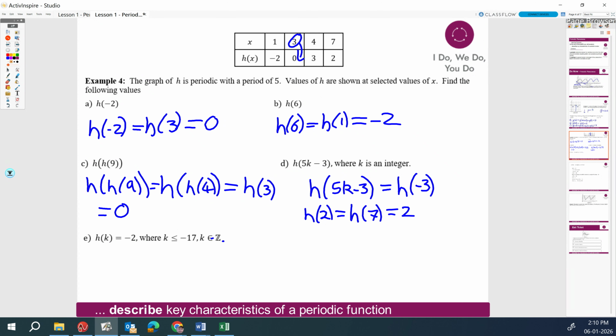Sorry, can we have quiet on that one? Let's have a look at the last question. This last question is the challenging one. This one is very challenging. Let's have a look at this.